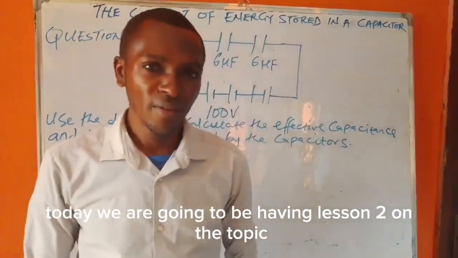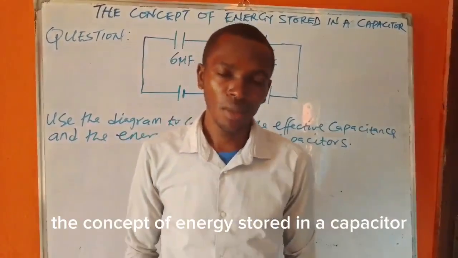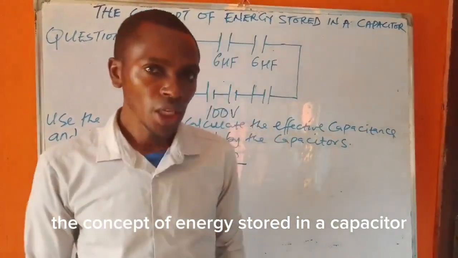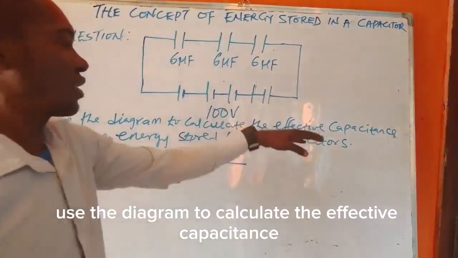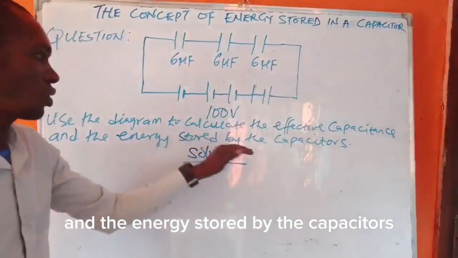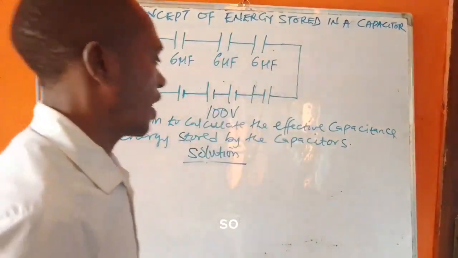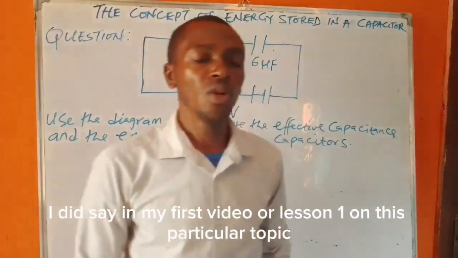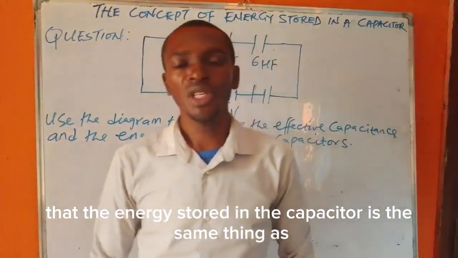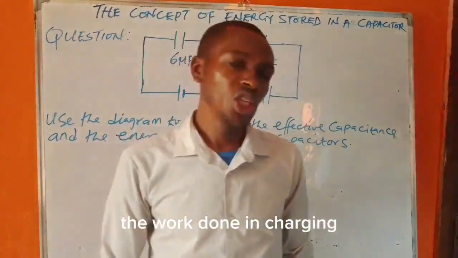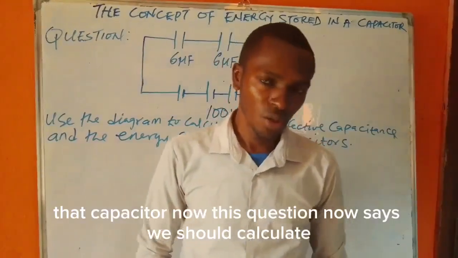Today we are going to be having lesson 2 on the topic, the concept of energy stored in a capacitor. Now the question says, use the diagram to calculate the effective capacitance and the energy stored by the capacitors. I did say in my first video, lesson 1 on this particular topic, that the energy stored in the capacitor is the same thing as the work done in charging that capacitor.